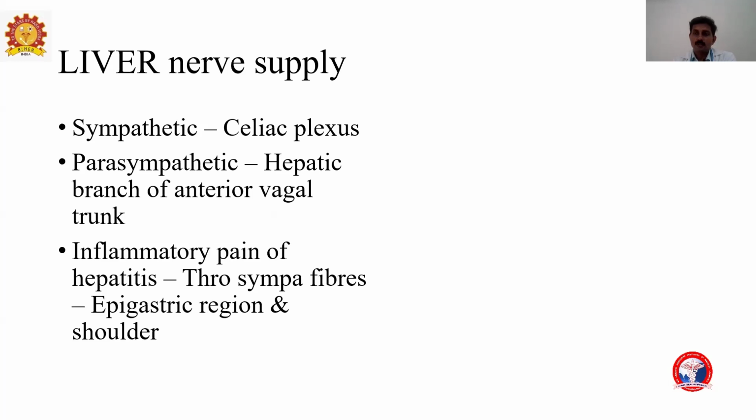Now, the nerve supply. Most of the abdominal organs or visceral organs are supplied by the autonomic nervous system. We have the sympathetic plexus and parasympathetic plexus. Sympathetic is by the celiac plexus, parasympathetic is by the hepatic branch of the vagus, the anterior vagus. The sympathetic is thoracolumbar outflow, parasympathetic is craniosacral. Okay.